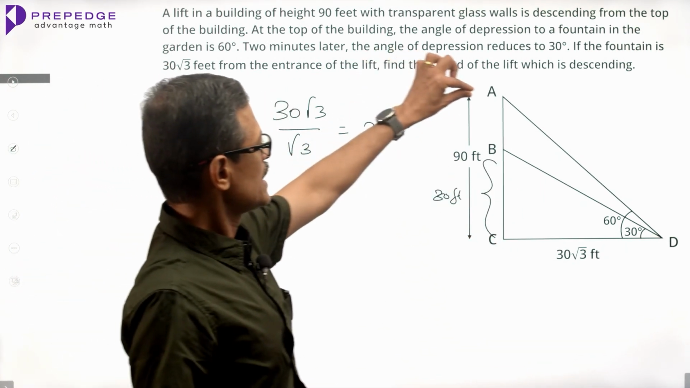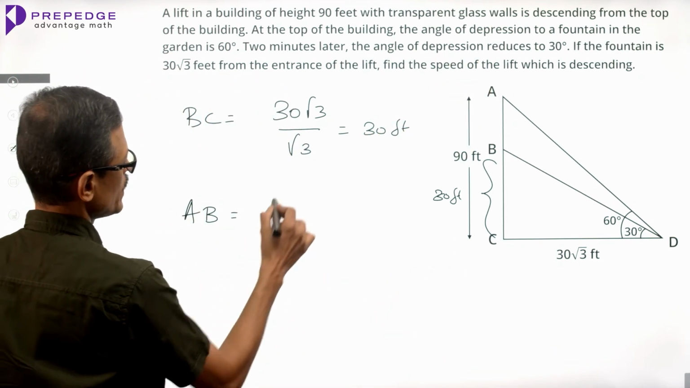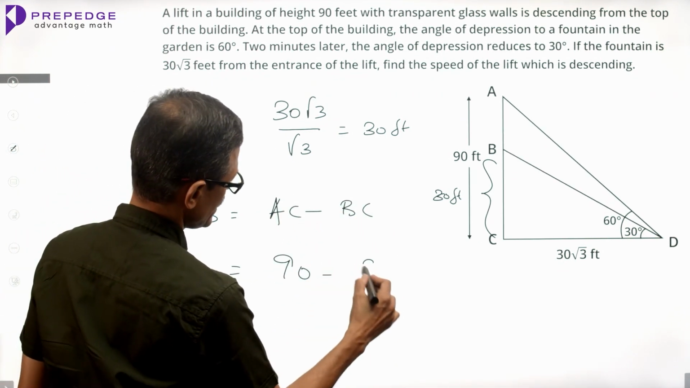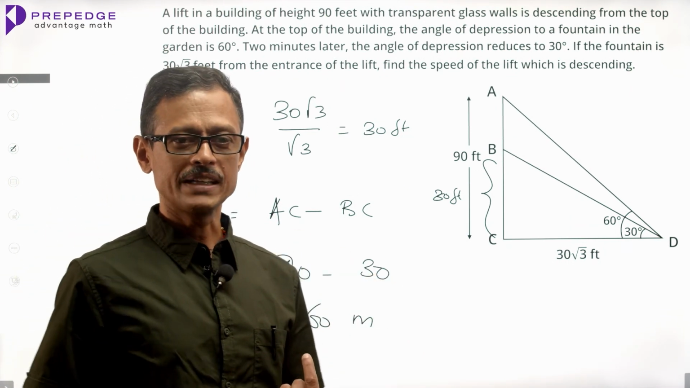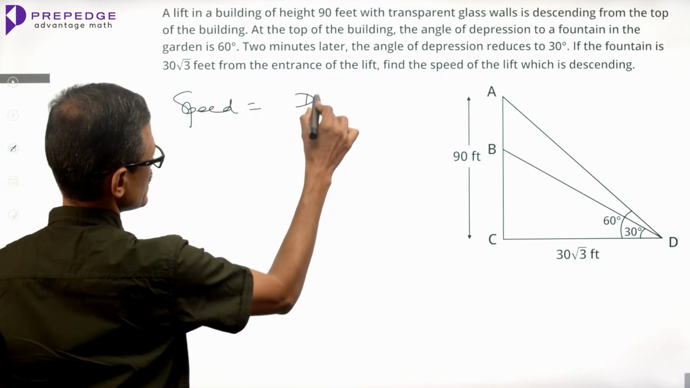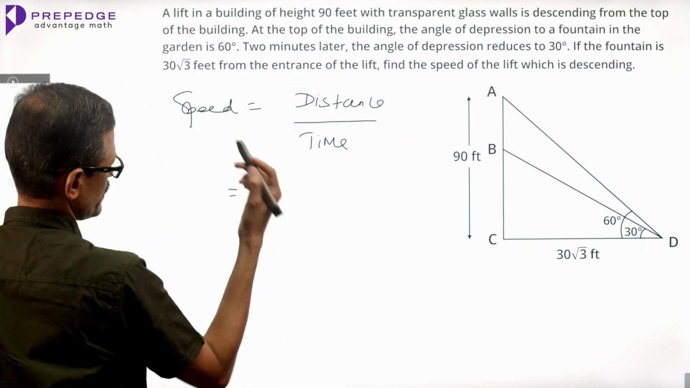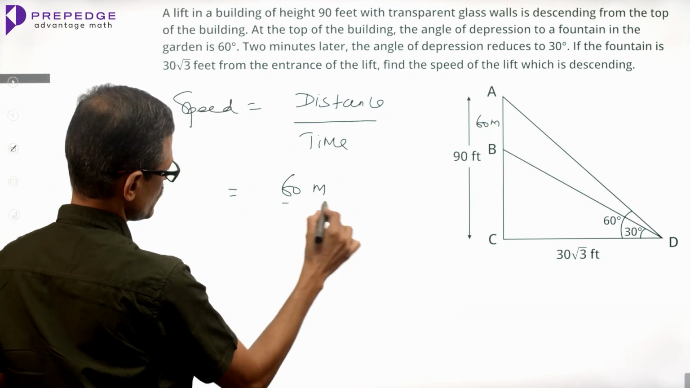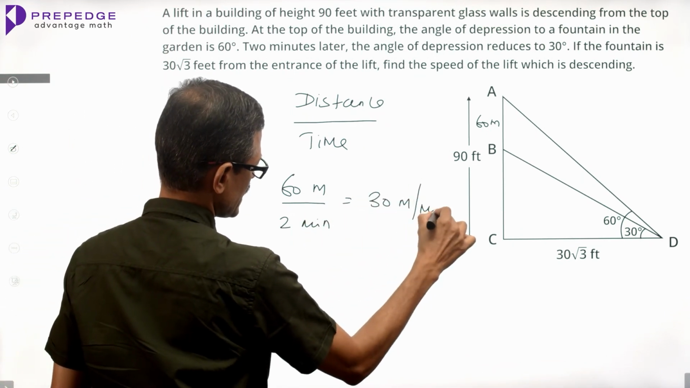So, in 2 minutes, from where to where has the lift come? It has come from A to B. So, the distance AB is equal to AC minus BC. AC is equal to 90, BC is equal to 30. So, how far has the lift traveled in these 2 minutes? The lift has traveled a distance of 60 meters. So, speed of the lift is equal to distance divided by time. It has traveled a distance of 60 meters in 2 minutes. So, the speed is equal to 30 meters per minute.